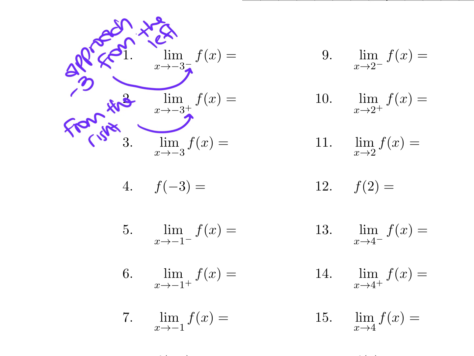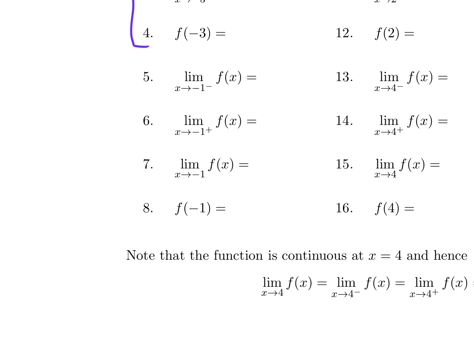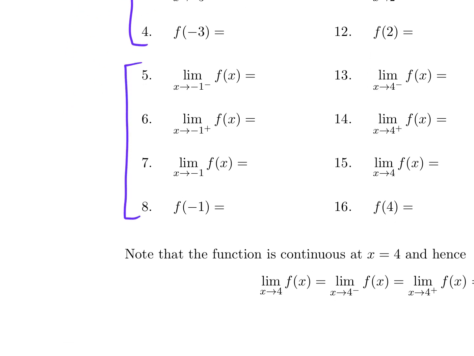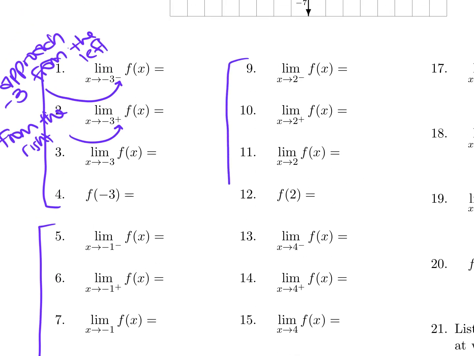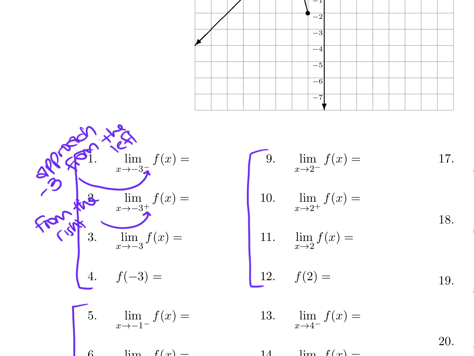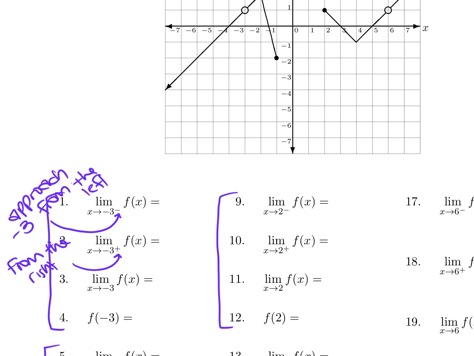What I want you to see here on this set of questions is that each set of 4 questions is talking all about one number. Do we see that? 1 through 4 is all referring to -3. 5 through 8 is all referring to x equals -1. 9 through 12 is all referring to x equals 2. And so on. Yes, we see this? Okay. This is the same thing we were doing on the previous page. We just didn't break it into 4 questions. But it doesn't make it any harder to break it into 4 questions.